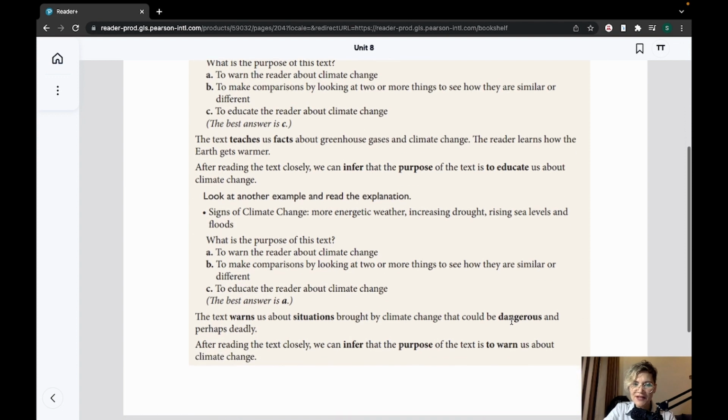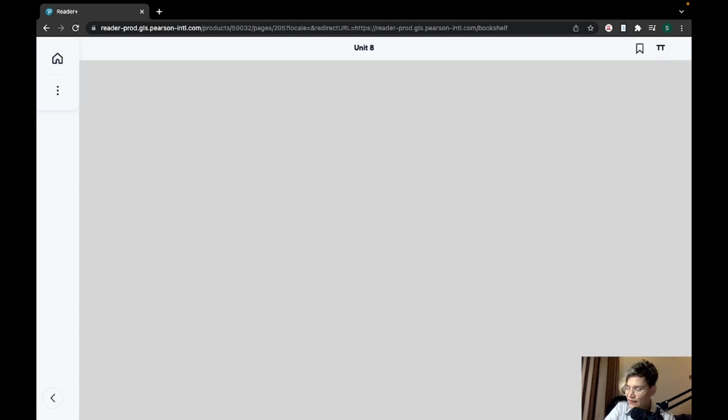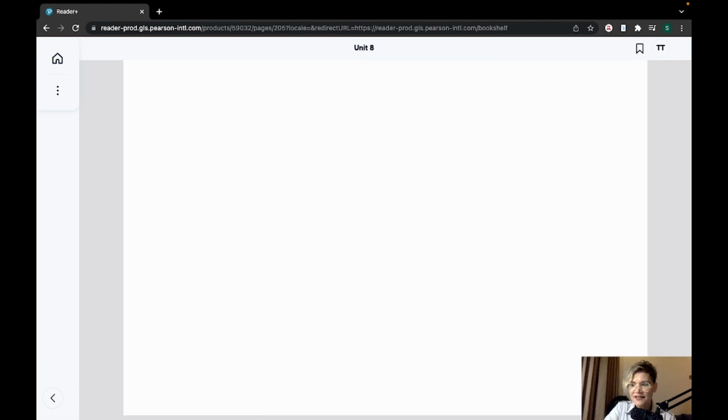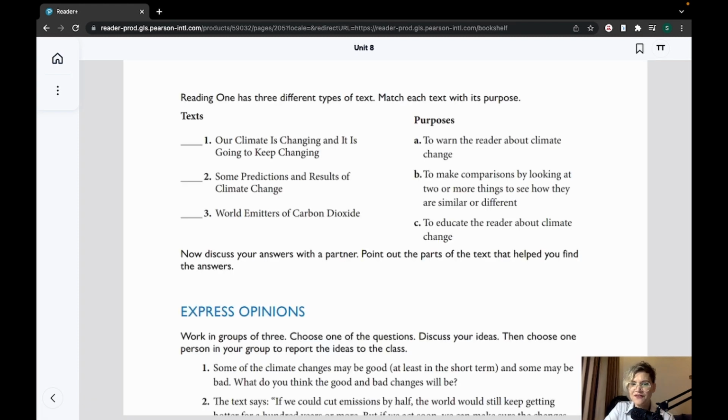Here we have another example. Signs of climate change: more energetic weather, increasing drought, rising sea levels, and floods. So what's the purpose? A. To warn the reader about climate change. The text warns us about situations brought by climate change that could be dangerous and perhaps deadly. So after reading the text closely, we can infer, we can conclude, that the purpose of the text is to warn us about climate change. So sometimes the purpose is stated directly and sometimes indirectly, and we have to figure it out.